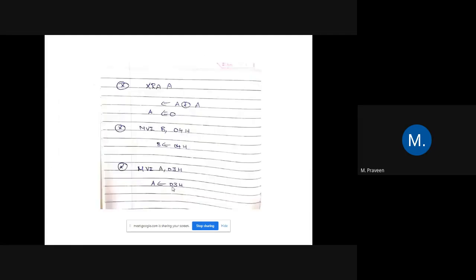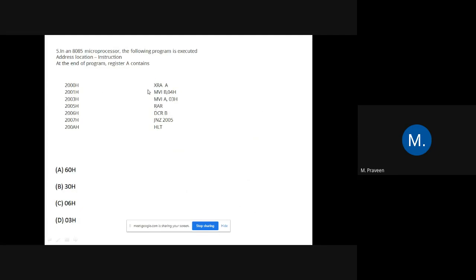Next instruction, just see the program. The next instruction is RAR. First you should know what is meant by RAR. If you are able to understand RAR, then you can easily guess the answer.